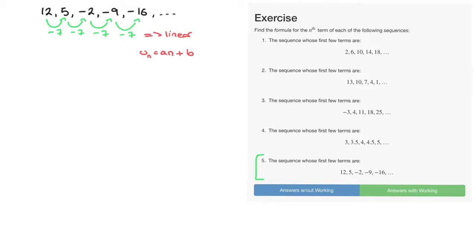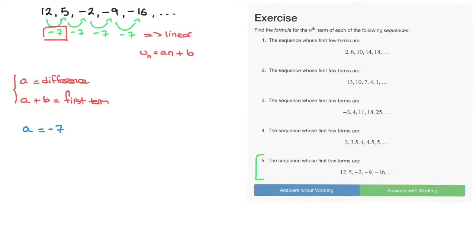And to do that, we use two equations. Those equations are A equals the difference, and A plus B equals the first term of the sequence. Now those two equations will be true for any linear sequence. And for this particular sequence, they turn into A equals the difference, and the difference is -7. So that's A equals -7.